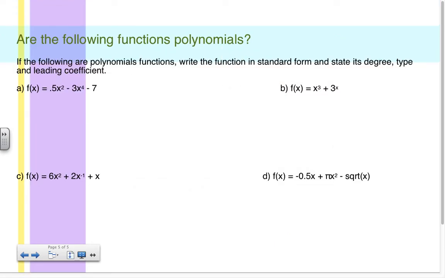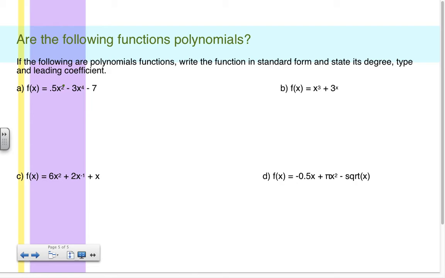One last thing, looking at this here: which of these are going to be functions? What we have to look for is, one, do we have exponents that are all positive whole numbers? And then do we have real numbers as coefficients? So looking at A, all of these criteria are met. I have exponents of 2, 4, and 0, and 1/2, negative 3, and negative 7 are all real number coefficients. So that's going to be a polynomial. What it's asking us to do here is write it in standard form.